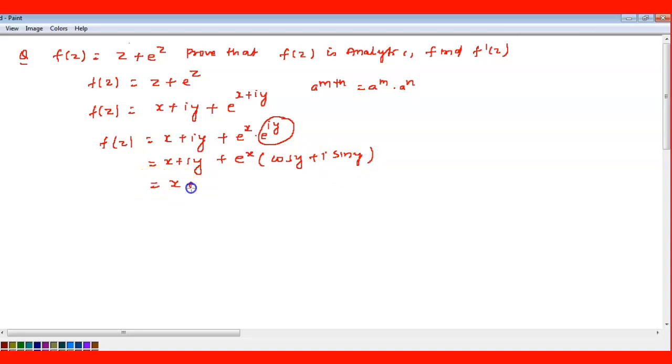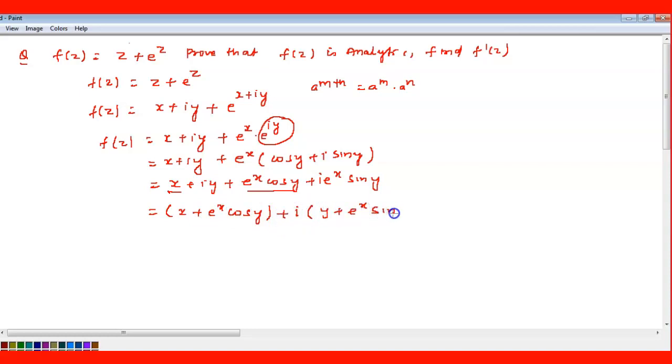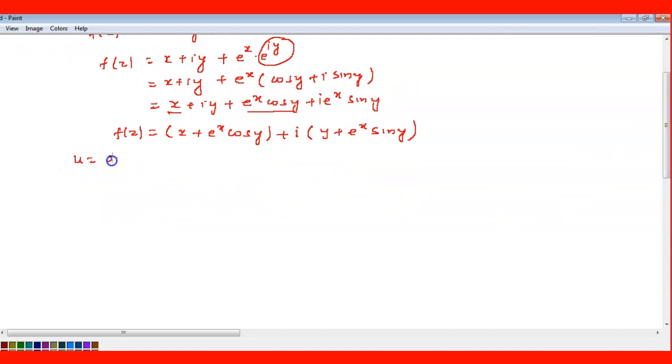So x plus iy, and this one if you multiply, e to the power x cos y plus e to the power of x sin y, and this is i. So the real part is these terms and these terms, so keep it together, x plus e to the power x cos y, and plus i times y plus e to the power x sin y. Any doubt till here? So we got the real part, how much, tell me? u is equal to x plus e to the power x cos y, and v is equal to y plus e to the power x sin y, right?